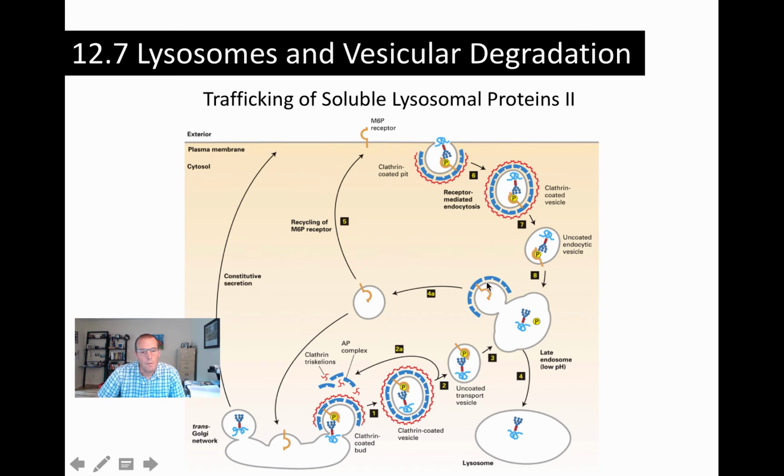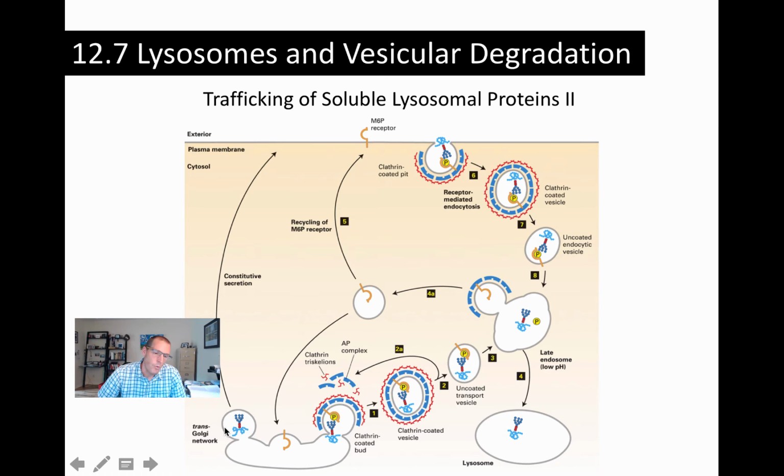But we then have the problem of we've got to get this receptor back to the trans-Golgi network. So again, we can form a coated vesicle, and that will either send the mannose-6-phosphate receptor back to the trans-Golgi network, or we can actually send the mannose-6-phosphate receptor to the cell surface. So why would we want to send the mannose-6-phosphate receptor to the cell surface?